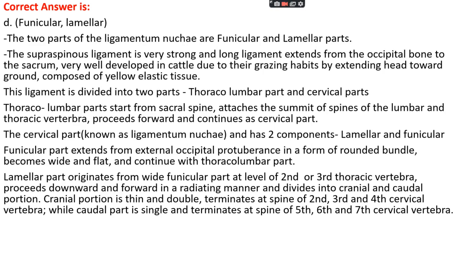Okay. The lamellar part actually originates from the wide funicular part at the level of the second or third thoracic vertebra. It proceeds downward and forward in a radiating manner and divides into a cranial and a caudal portion. The cranial portion is thin and double, while the caudal portion is single and thick. The cranial portion terminates at the spines of the second, third, and fourth cervical vertebrae, while the caudal portion terminates at the spines of the fifth, sixth, and seventh cervical vertebrae.